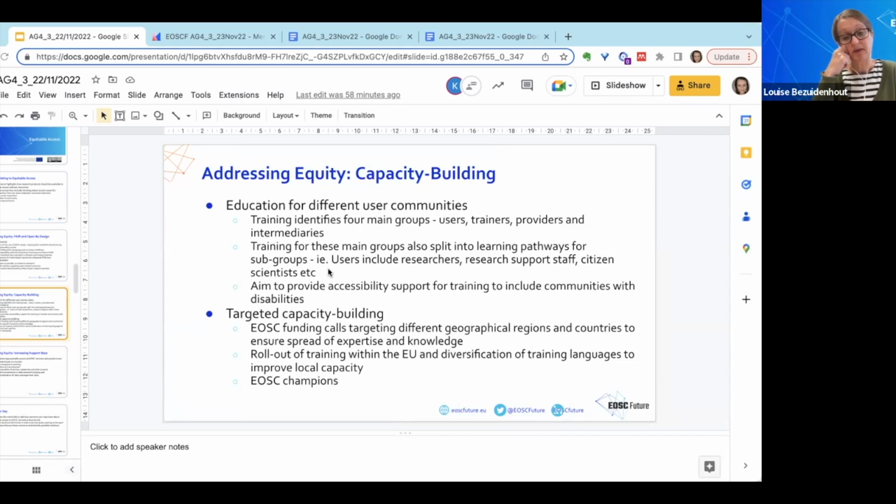So, for instance, we will have learning pathways for researchers, for research support staff, for citizen scientists, and so forth. As the training outputs of EOSC Future mature, and as more of them are loaded onto the Knowledge Hub, you'll see the evolution not only of chunks of training for these four main groups, but also targeted pathways that you can use if you're building training for a specific group, such as research support staff, that will guide you through the huge amount of training available online to identify specific modules and specific resources that will be useful for you.